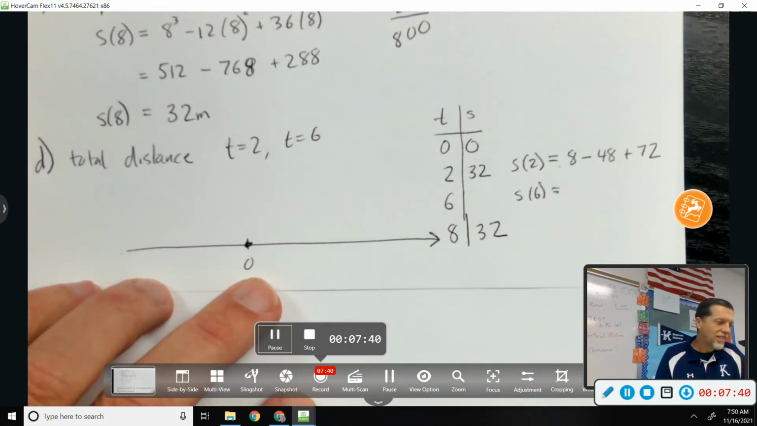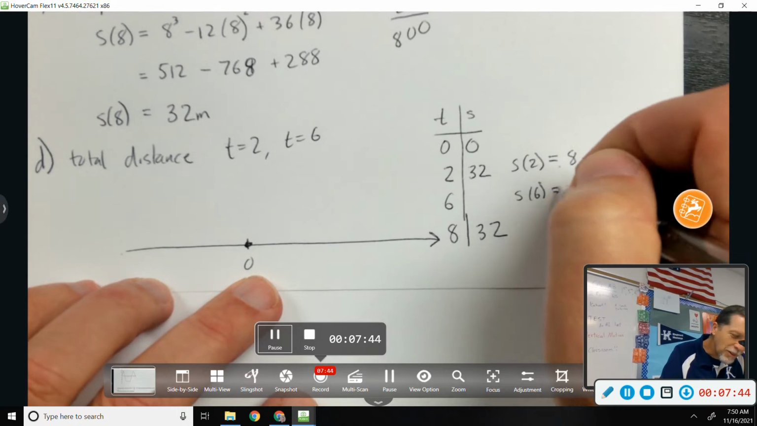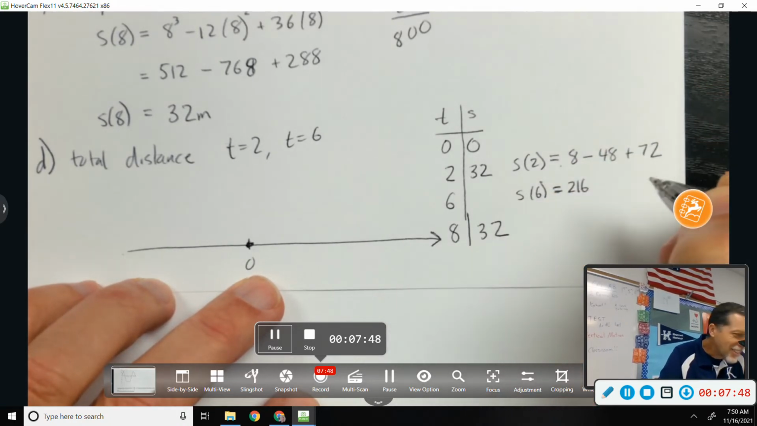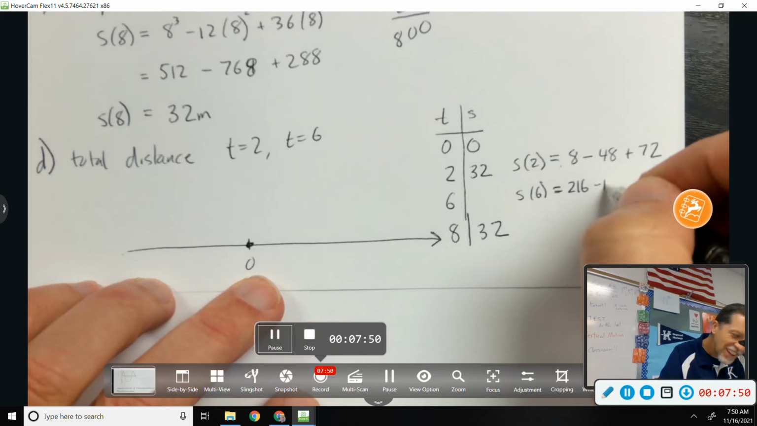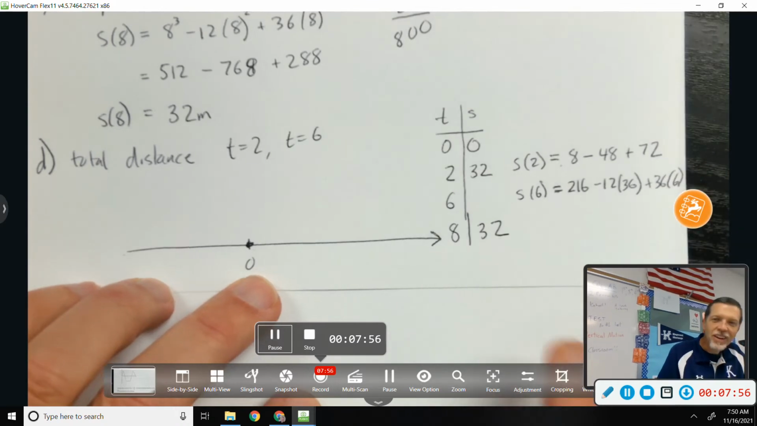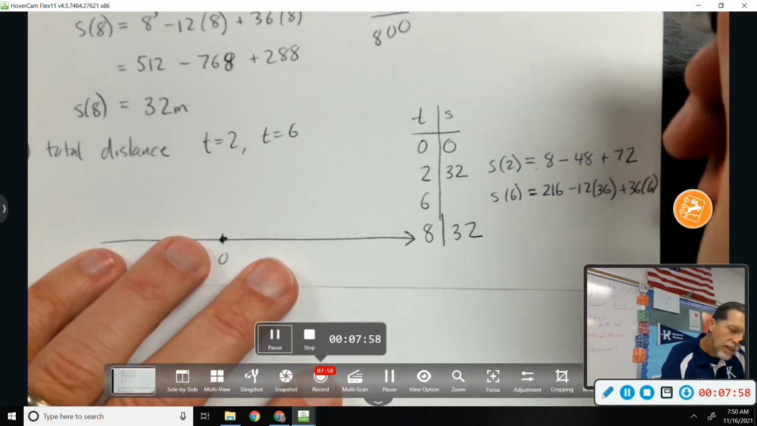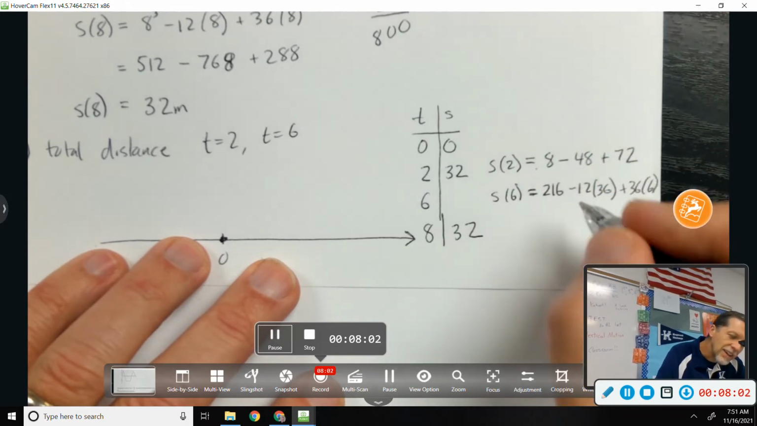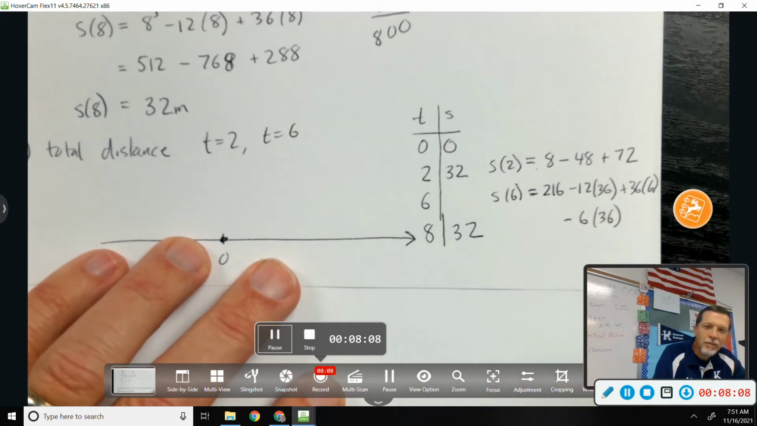S of 6. Now I understand why you want a calculator. Forgive me for making fun of you earlier. 6 cubed is 216. 12 times 36, I don't know. Plus 36 times 6. Let's see. I'm gonna use a math property there.